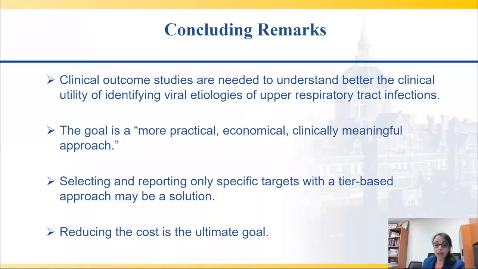And I do think and believe that with the current model of high cost and reimbursement, a tier approach for selecting the targets can be a solution, and the data can guide the selection of the targets that go in each tier, which can be based on local or state level data. But again, reducing the cost can be and should be an ultimate goal.